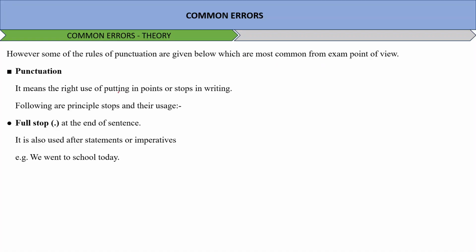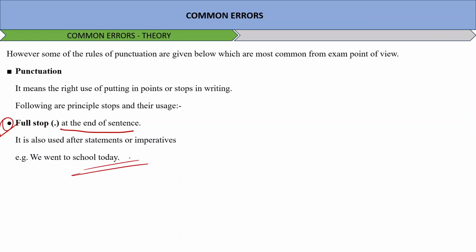For example, punctuation means the right use of putting in points or stops in writing, for principal stops and their usage, like full stop. Let's begin with full stop. Where do we use a full stop? At the end of a sentence. It is also used after statements or imperatives. We went to school today. Full stop. So this is important to use full stop.